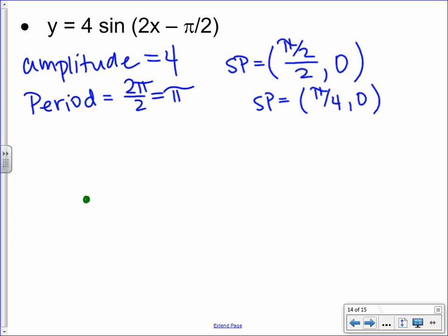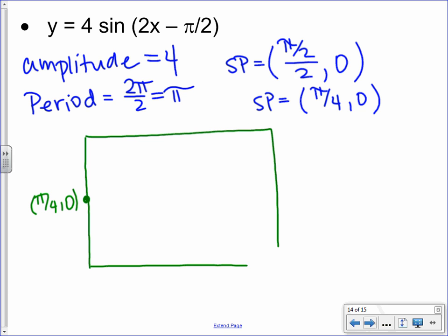So we'll draw our frame, figure out where we are, and then draw on our X and Y axes. So here's our starting point at pi over 4, 0. We're going to draw up 4 and down 4. So this frame is going to stretch from -4 to +4. Then we're going to go over the length of the period, which is pi. Now, if we start here at X is pi over 4, and we add pi, then here we are at 5 pi over 4.